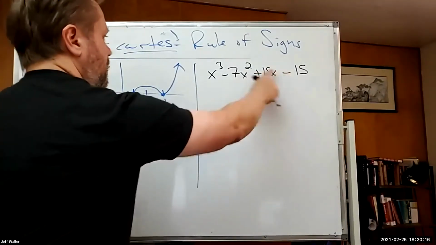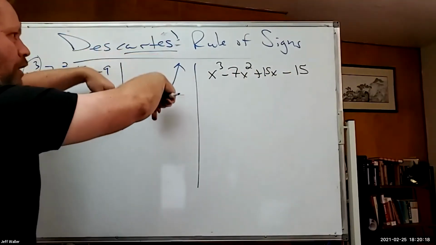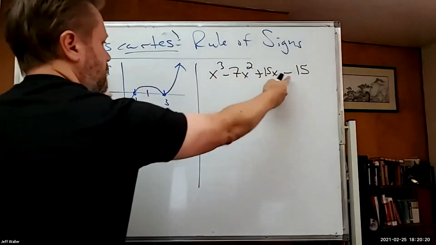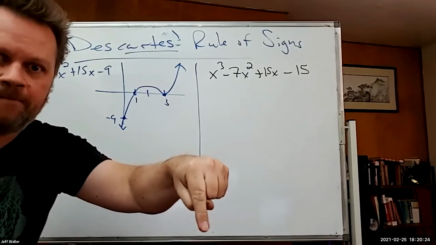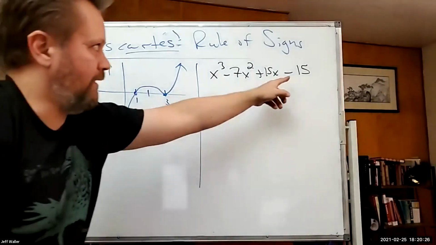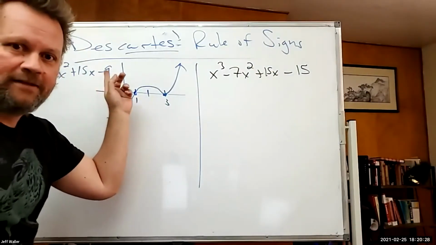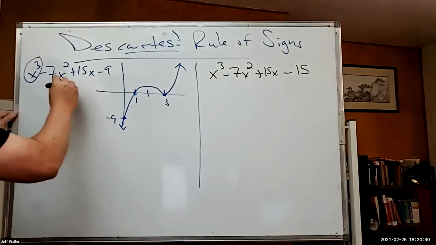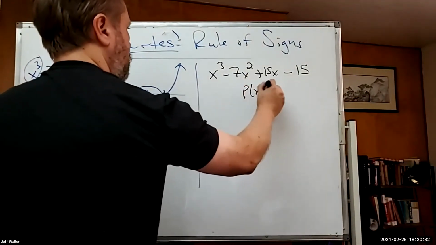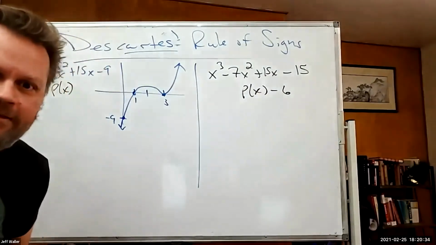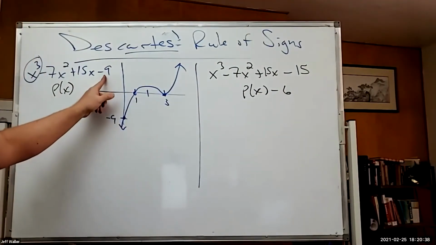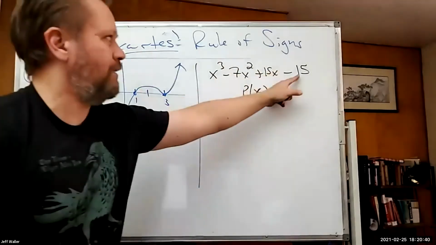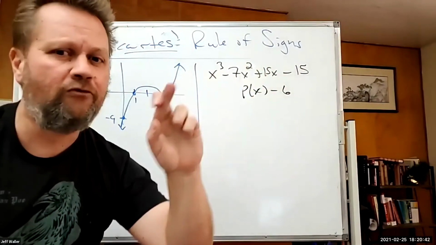Because this one is that one taken down by 6. Do you guys see that? Isn't it translated down 6? Isn't that 6 less than this? If this is p of x, isn't this p of x minus 6? Yes? Do you guys see that? What do you get when you subtract 6 from this? Don't you get that? All right, I really want you with me.